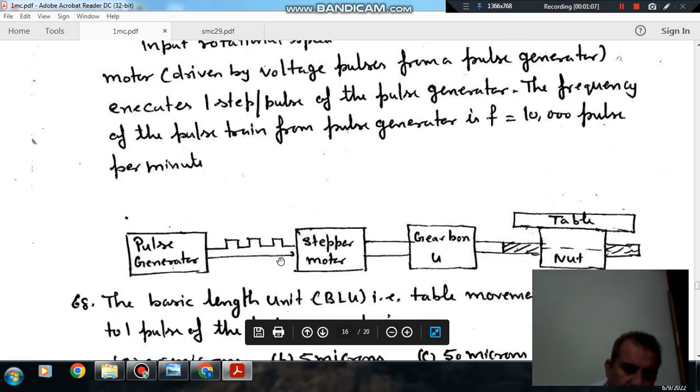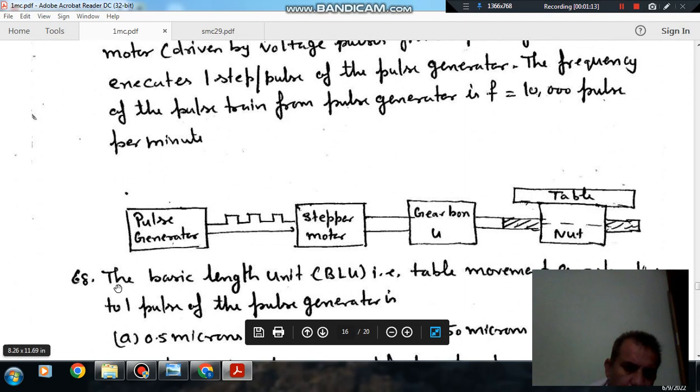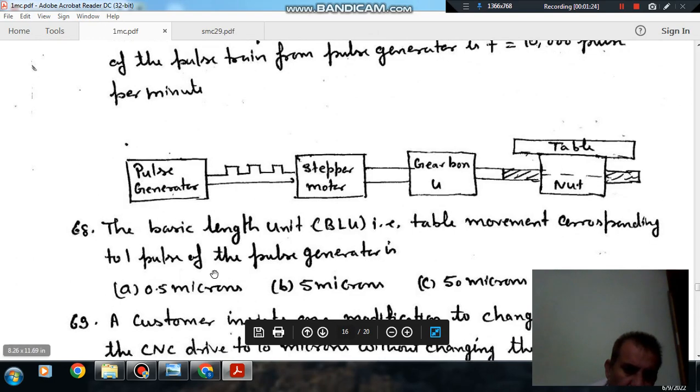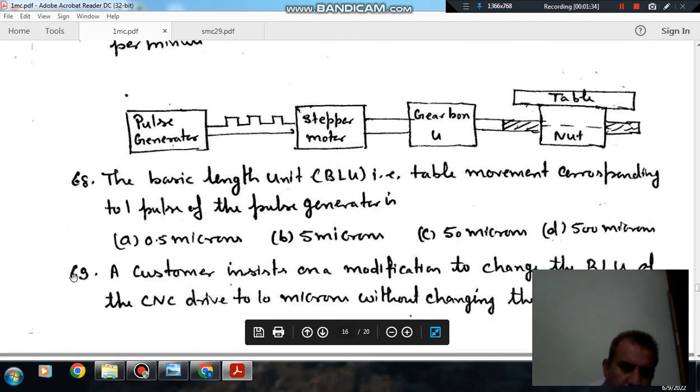So this is your pulse generator, this is the stepper motor, this is the gearbox, this is the nut, and this is the table. Question number 68: the basic length unit BLU, that is the table movement corresponding to one pulse of the pulse generator, is option A 0.5 microns, option B 5 microns, option C 50 microns, and option D 500 microns.